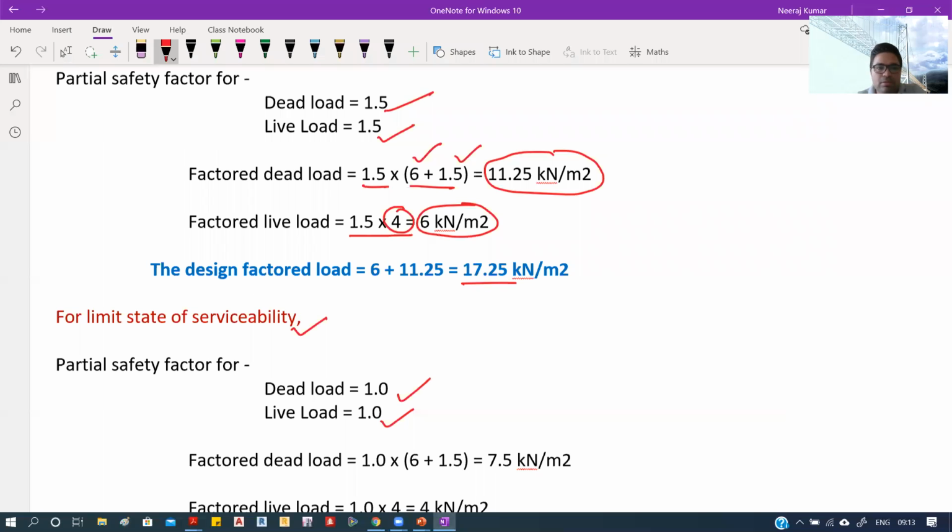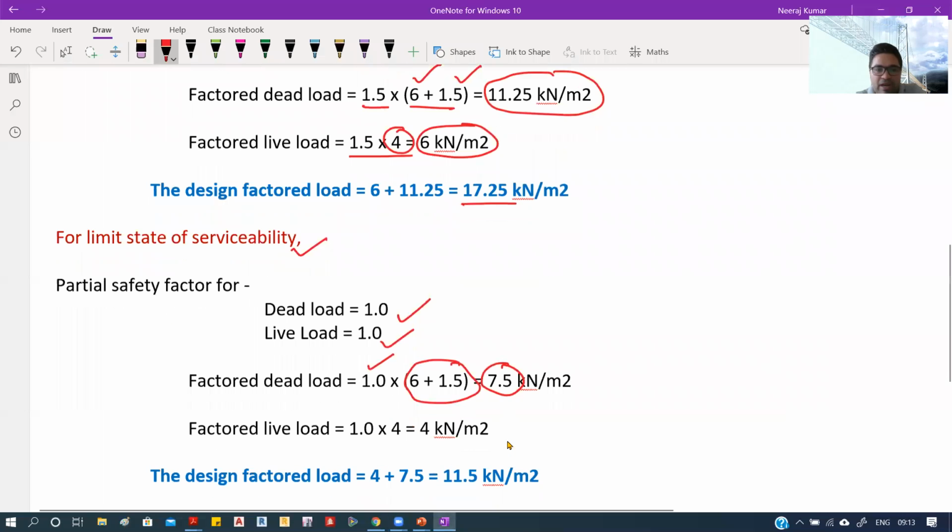So now the partial safety factor for dead load is 1 and for live load is 1. These are the working loads, and if you multiply by the partial safety factor, the dead load will be 7.5. Similarly, the factored live load will be 4. So this is the factored live load as per the limit state of serviceability. The design factored load for limit state of serviceability will be 11.5.